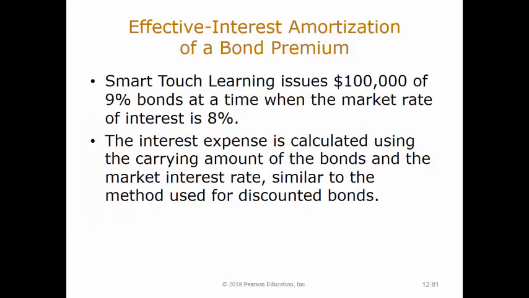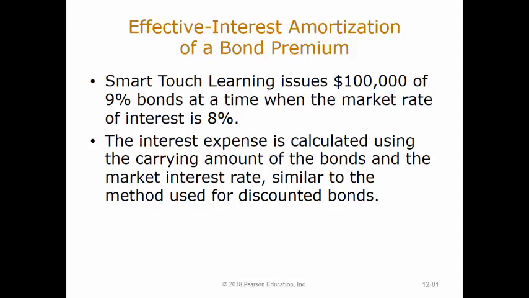Smart Touch Learning may issue its bonds at a premium. Assume that Smart Touch Learning issues $100,000 of 5-year 9% bonds when the market rate of interest is 8%. The bond's issue price is $104,100 and the premium is $4,100.